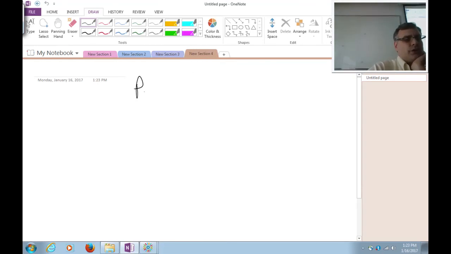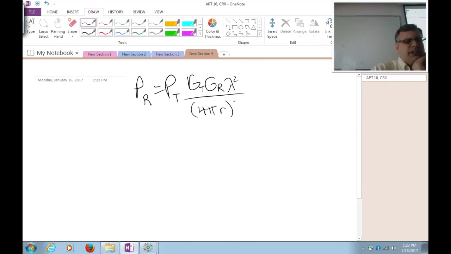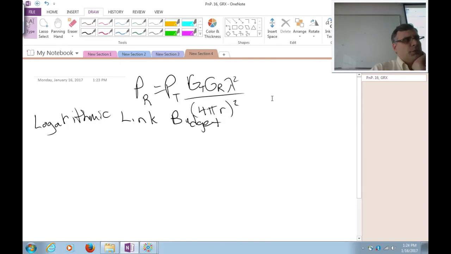When we start with the Friis free space equation, we like to convert that to a logarithmic form to make it a little more convenient. So you'll also see this expressed as the logarithmic link budget equation, which is just the logarithmic form of the Friis free space equation, and sometimes with extra terms added on to it to account for different losses or gains.